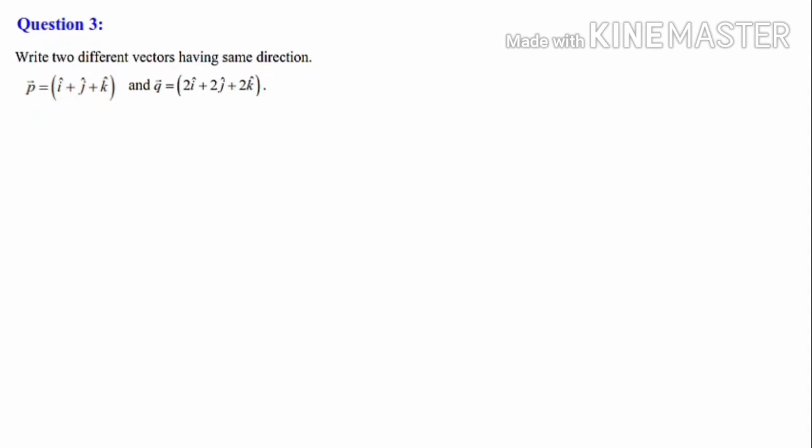plus j cap plus k cap, and vector Q is equal to 2 i cap plus 2 j cap plus 2 k cap. Here if we multiply a scalar quantity, that is a constant 2, with P, we will get another vector, or any other constant we can multiply with P, we will get another vector. Those two vectors' DCs or direction cosines will be the same. Let's check it. The direction cosines, we have the formula l is equal to x by r, m is equal to y by r, n is equal to z by r, where r is the modulus.